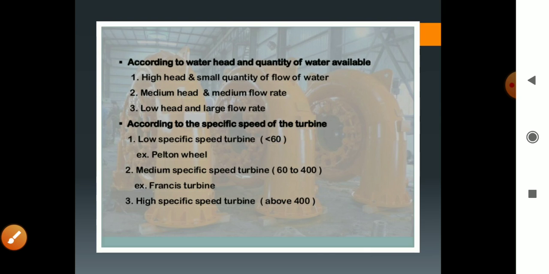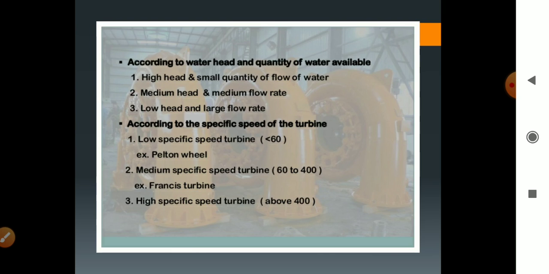Next, according to the water head and the quantity of water available. If there is a high head, then the discharge will be low. So we classify the first basis as high head and a small quantity of flow of water, which means a small discharge. Medium head requires medium discharge, and low head requires a large value of discharge.